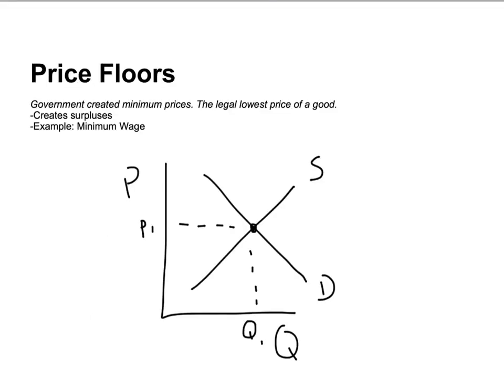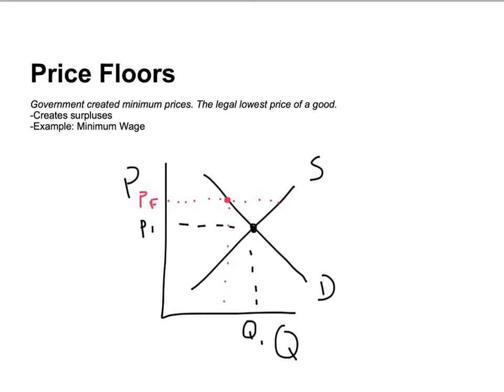A price floor is when the government creates minimum prices, the legal lowest price of a good. This creates surplus, and the most famous example would be minimum wage. So if we create a price floor, it is above equilibrium. So if I create, this is going to be my price floor.